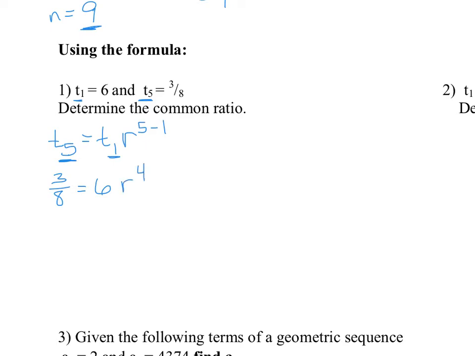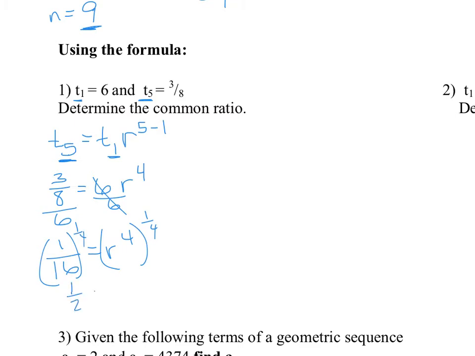And we just solve. So I know sometimes this looks kind of disconcerting, but just remember, always do that inverse operation. So I divide by 6. 3/8 divided by 6 is 1 over 16. These divide away, and we're left with r to the 4th. You can do the 4th root, or remember you flip the exponent. So the common ratio is 1/2.